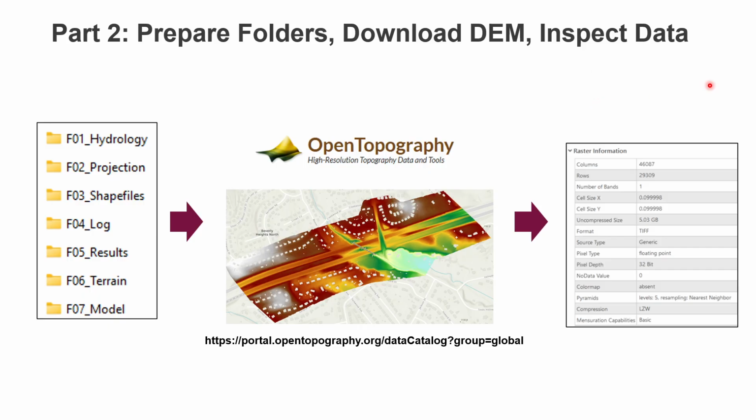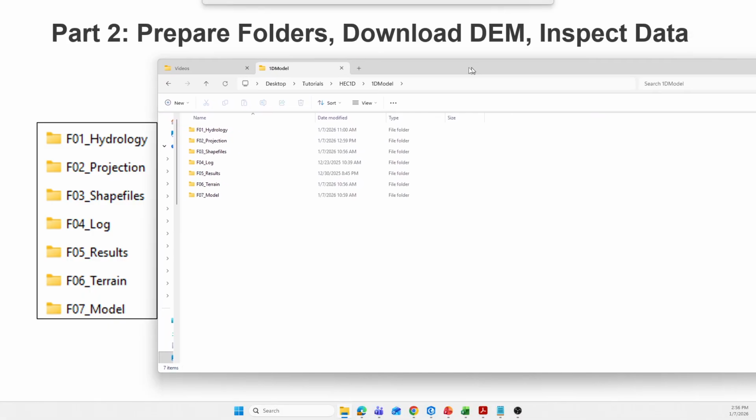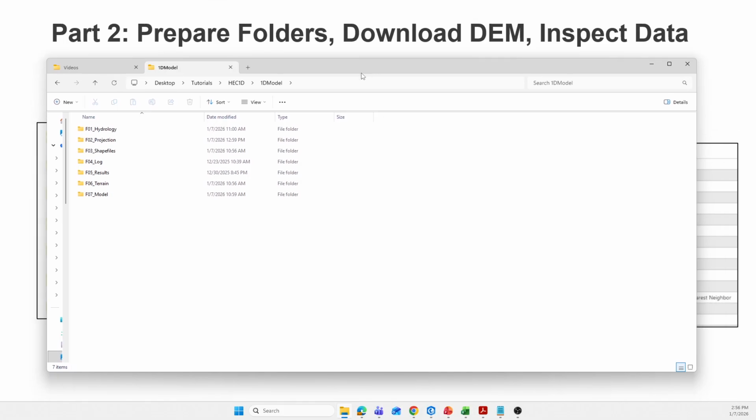To begin, we need to find a location and create a model. This is the model structure which I adopted. It's called folder 1 to folder 7 for a 1D model. Basically, we need the hydrology. Here we are going to save the stream flows, the peak flows we have extracted, which we are going to cover later in the section.